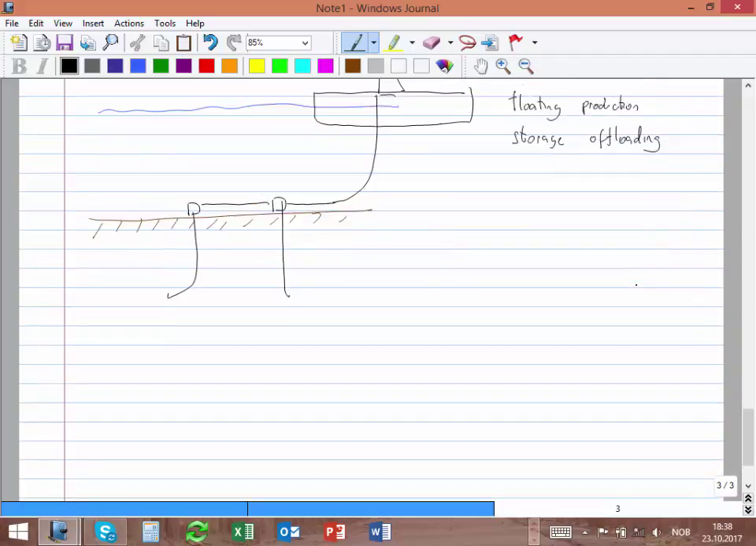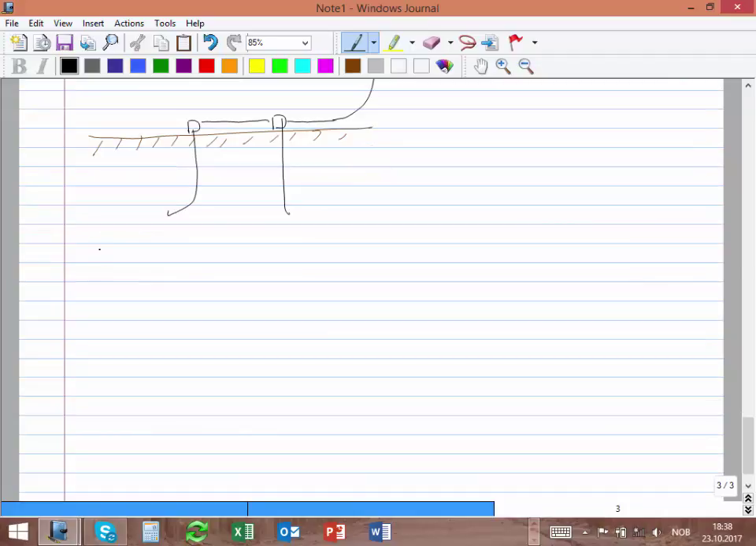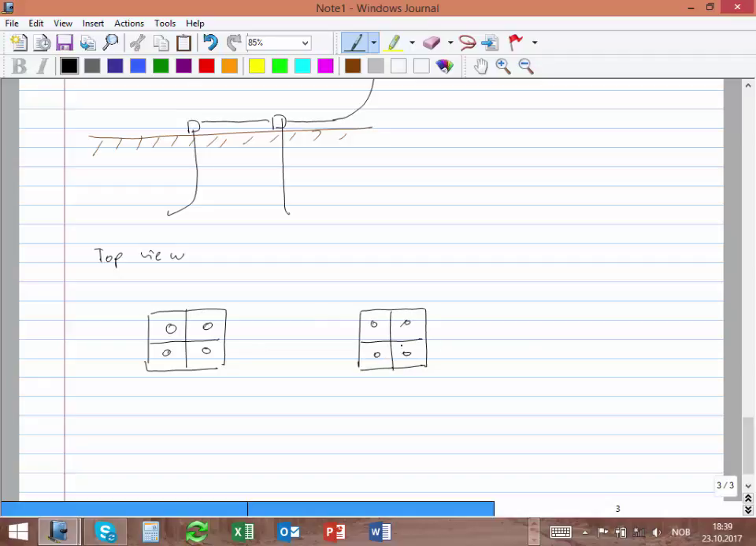And let's see a bit how a complete subsea system looks like, more or less. We are talking about a top view. So you can have these systems of four, and you can have another template of four. And there is a pipe that collects the production and passes through it, a flow line, and then at the end goes to the FPSO, to the separator.